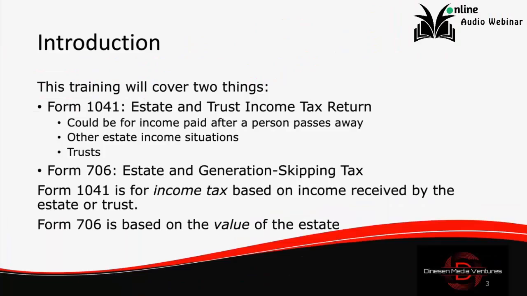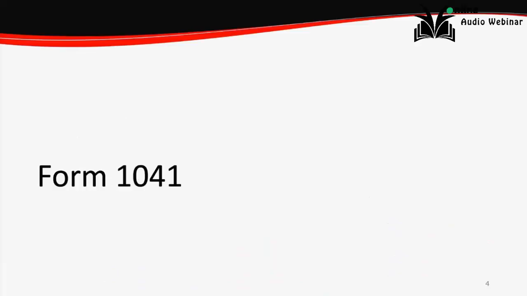Over to you, Jason. So this is all about estate tax. Form 1041 is the estate and trust income tax return. And then you have the actual estate tax, which is something different. That's Form 706. So Form 1041 is income tax based on income received by the estate or trust. It's a year-to-year filing if the estate or trust has income in that year, just like it is with individual income taxes. So let's talk about Form 1041.